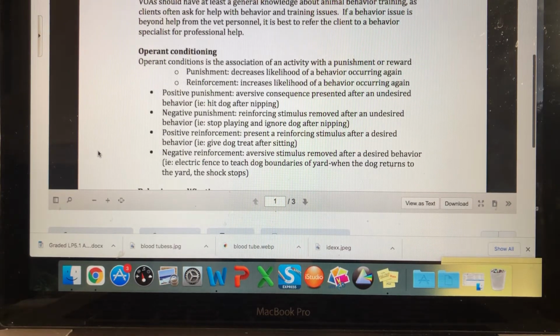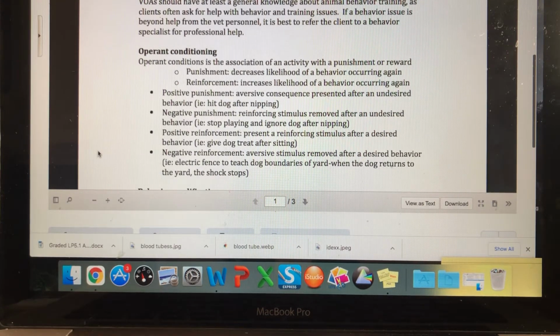And then a negative punishment means that we're removing something, okay? Positive means we're introducing something, negative means we're removing something. So a negative punishment means that we already have something that's reinforcing the animal and we're removing it after an undesired behavior. An example is that if you're playing with the dog and the dog starts nipping at you, you stop playing and you ignore the dog. So you're punishing the dog by removing the positive reinforcement, okay? Does that make sense? Hopefully.